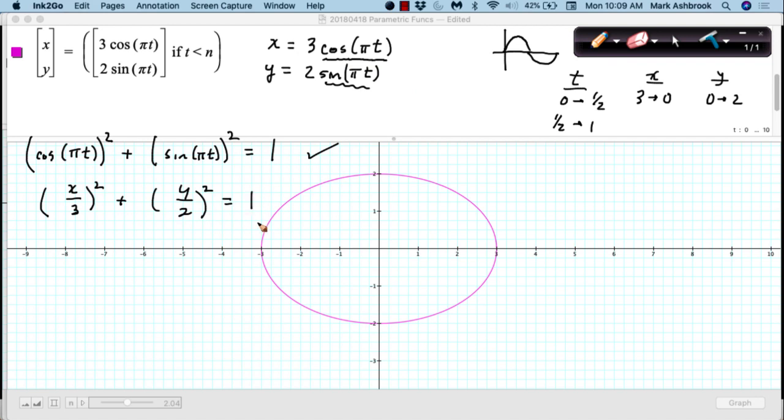Have I written another true statement? Yes, absolutely, because in this example, cosine of pi over t is x over 3. Solve for cosine pi over t: it's x divided by 3. Sine of pi over t is y divided by 2. So if this is cosine and this is sine, then cosine squared plus sine squared equals 1. So I got x squared over 9 plus y squared over 4 equals 1. Is it an ellipse? That's our equation of an ellipse, right?